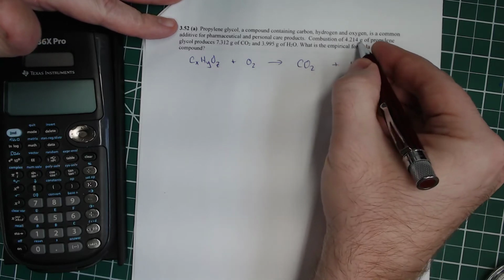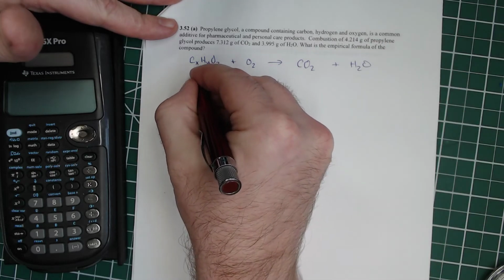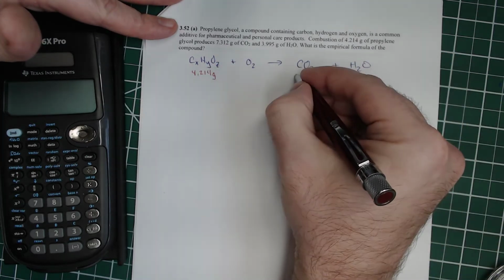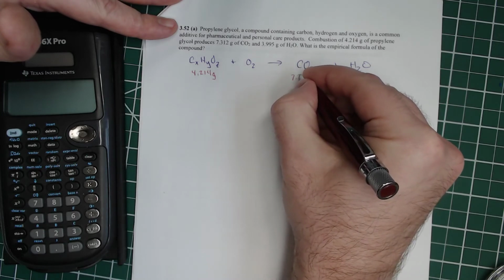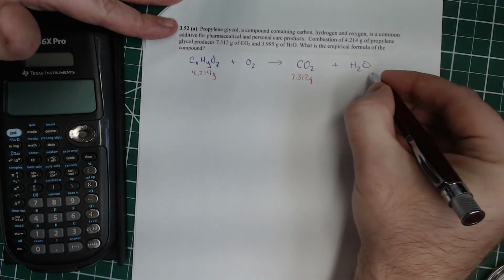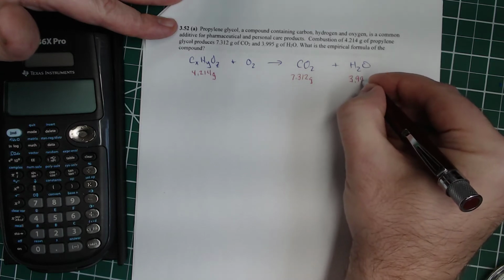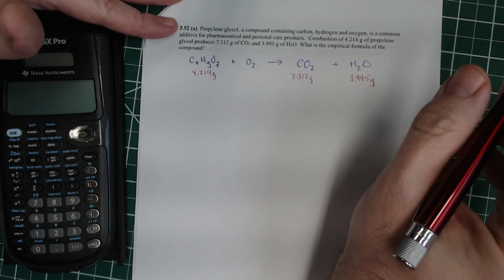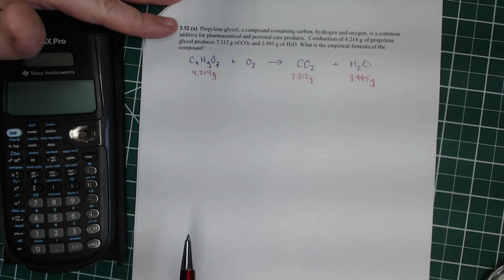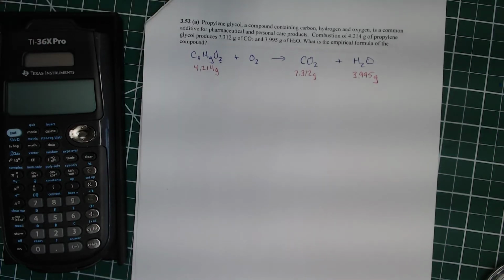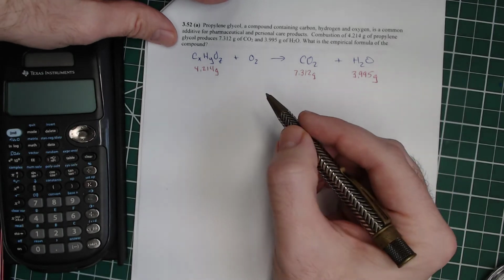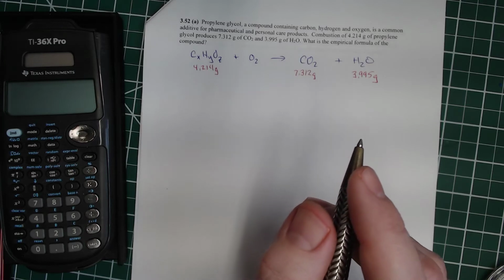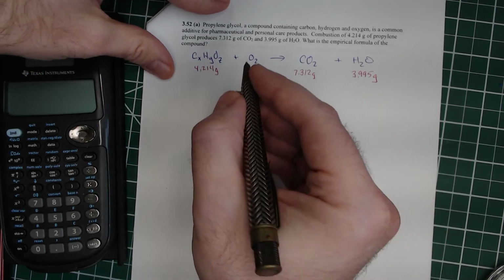Combustion of 4.214 grams of propylene glycol produces 7.312 grams of carbon dioxide and 3.995 grams of water. What is the empirical formula of this compound? So what is the empirical formula? So I'm going to go through and show you the method for setting this up. And the method for setting this up is, if you can get that method, then that is going to help you solve this problem.